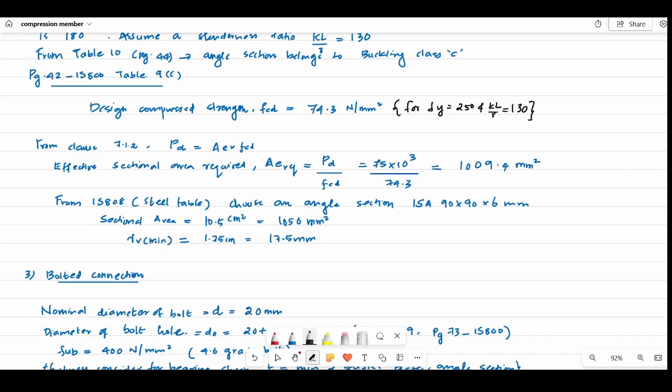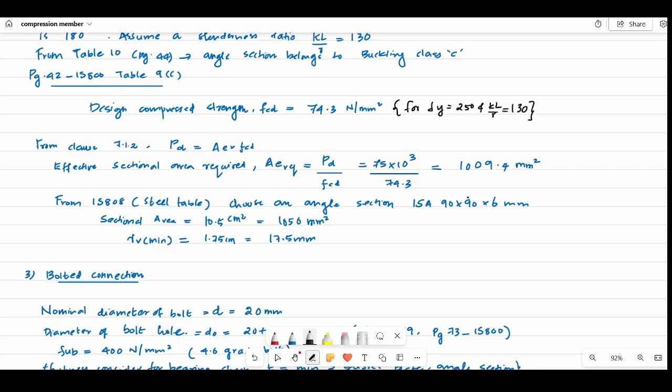And also we have to write the corresponding r minimum, that is the minimum radius of gyration, which is given as 1.75 centimeter, which will be equal to 17.5 millimeter. So these values are obtained from the IS 808 table. So during design, always select an area greater than the effective sectional area required, so that our section will be safe. If we are selecting close to this value, then we have to redesign the section.